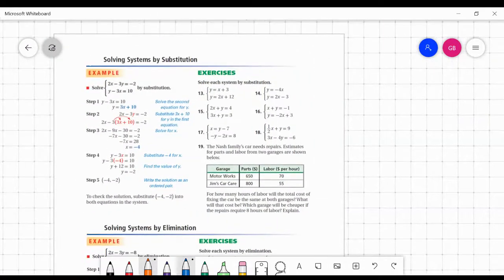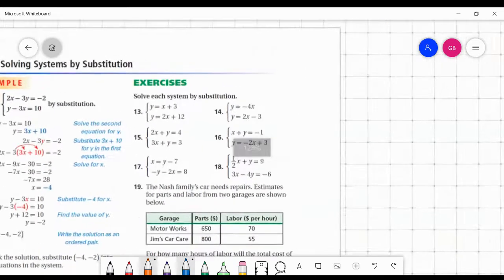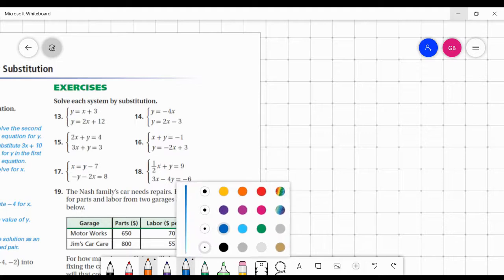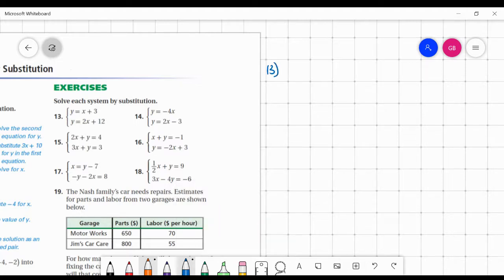All right, on the next page we get into solving systems by substitution. We have an example here on the left that you can read on your own. Let's go ahead and do number 13. Solve each system by substitution. Since I know y is equal to x plus 3, I'm going to substitute it here. So x plus 3 equals 2x plus 12. And then I can solve for x. I'm going to subtract x from both sides.